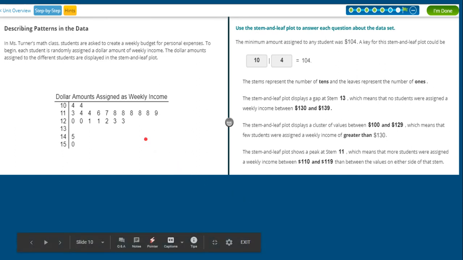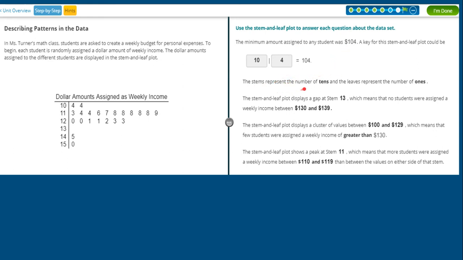Okay, so in Mrs. Turner's math class, students are asked to create a weekly budget for personal expenses. To begin, each student is randomly assigned a dollar amount of weekly income. The dollar amounts assigned to the different students are displayed in the stem and leaf plot. So the smallest amount right here, that is $104. And then the highest amount is $150. All right, so let's look at it. The minimum amount assigned to each student was 104. We just did that, sorry, so 104.